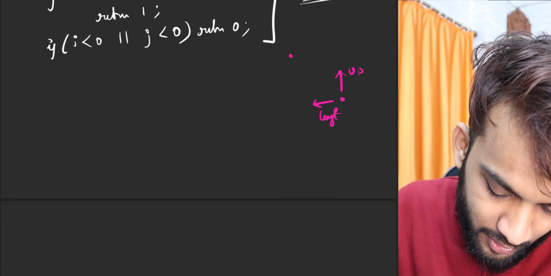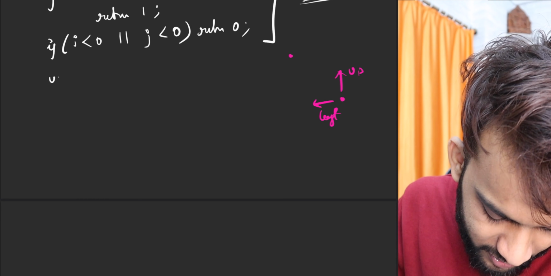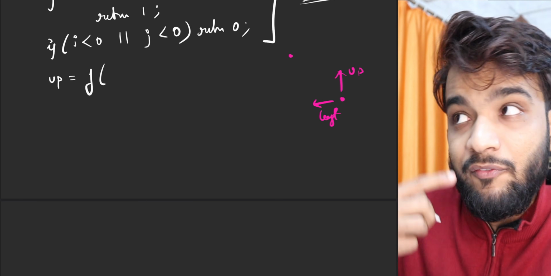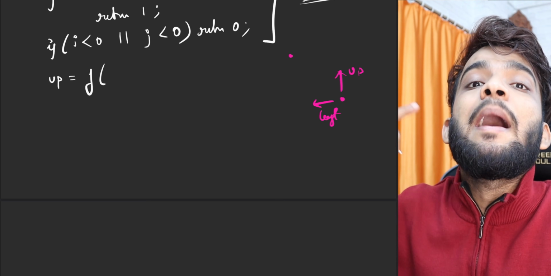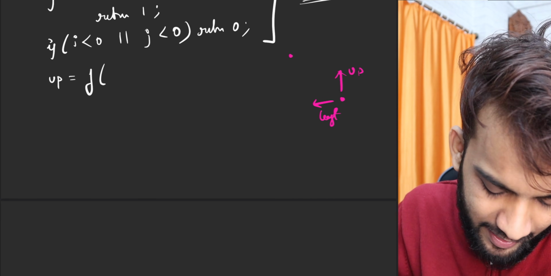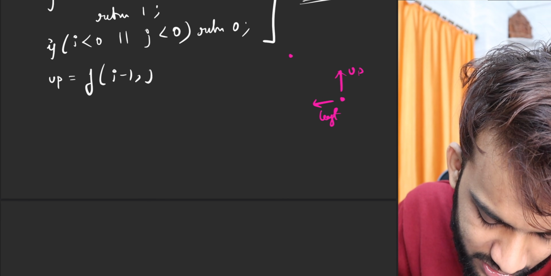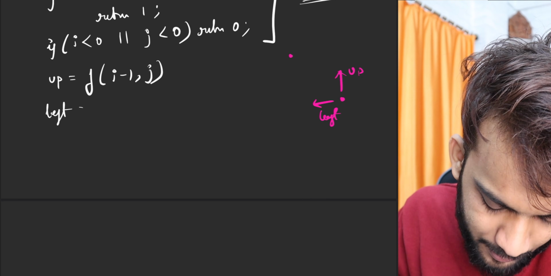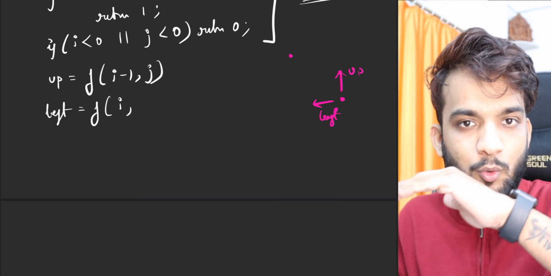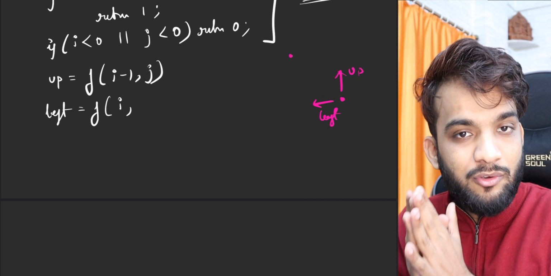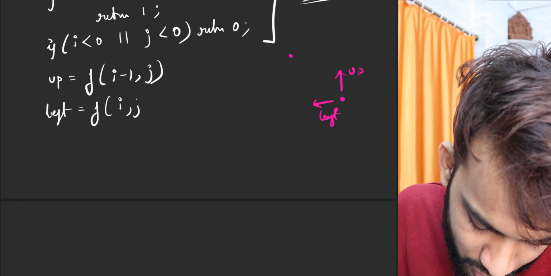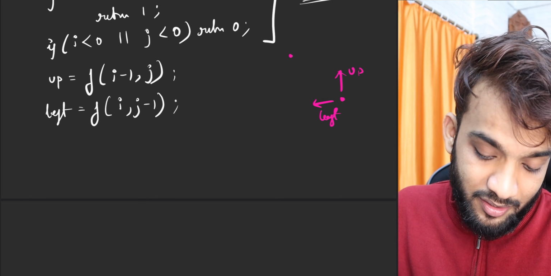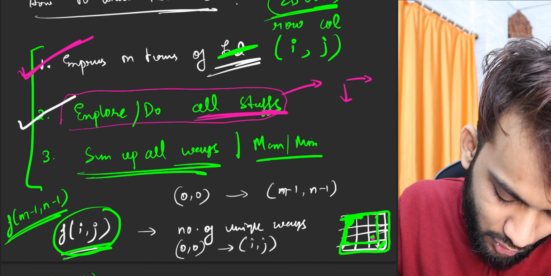Why don't you explore it? So I can say, okay, I have a couple of ways. One is the upper way, where I will say, okay, if I go up, what happens? The row reduces. Again, very basic stuff. The row reduces and the column stays the same. If I go left, what happens? We are still in the same row, but we are moving a column back. So thereby j minus 1. Correct? So we have done this, and so explore all possible paths is also done.